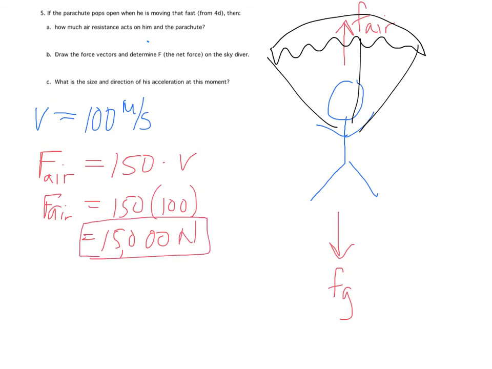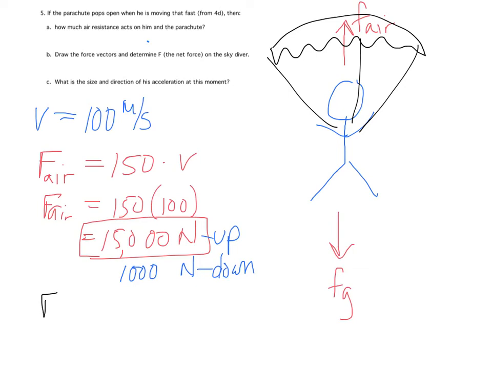So we have 15,000 newtons going up, and we still have our 1,000 newtons of weight going down. So when that parachute pops open, that is a huge force in the upward direction. So to answer part A is 15,000 newtons. Part B is the drawing that I have on the right there with the force due to weight going down, the force air going up. And now I want to know, what is the acceleration? Well, to find that, what do we need? We need the net force.